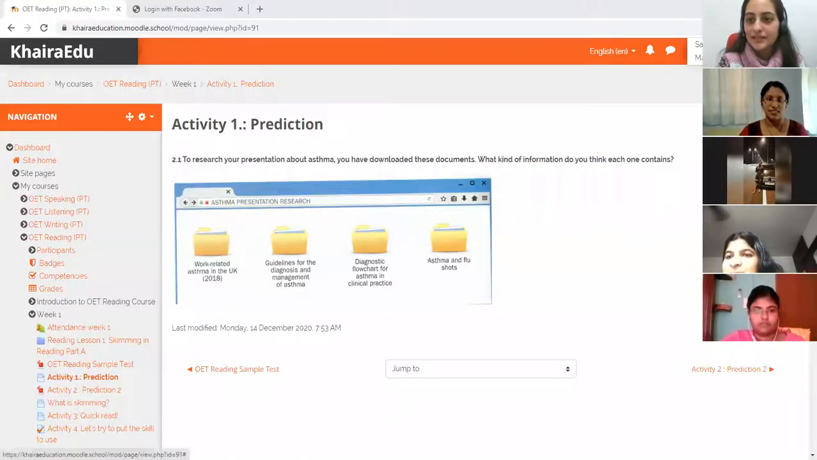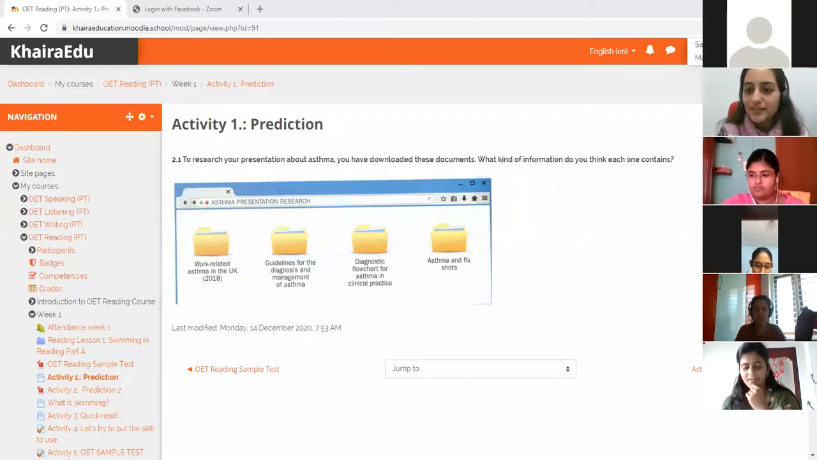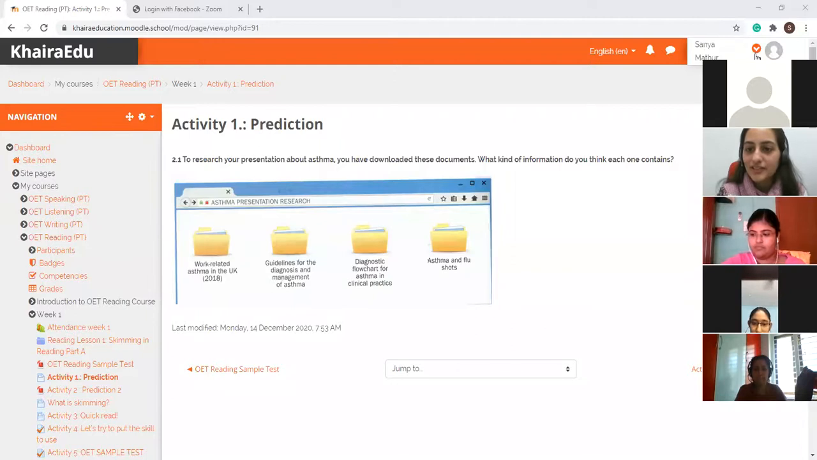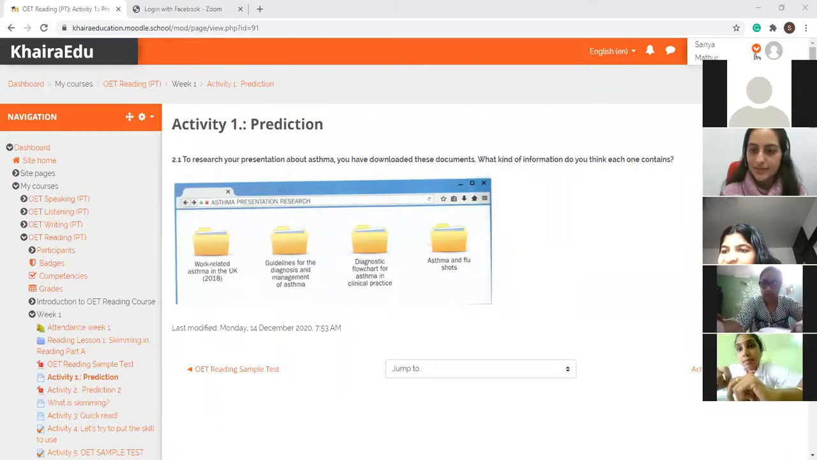Now we will discuss. So I think you can raise your hands and tell me. First folder, work-related asthma in the UK. So tell me, what information is there? Incidents in 2018. Okay, what more? What else do you think is there in the folder? Ma'am, introduction and definition maybe. Okay, good. Others? Census. Yes, census can be there.